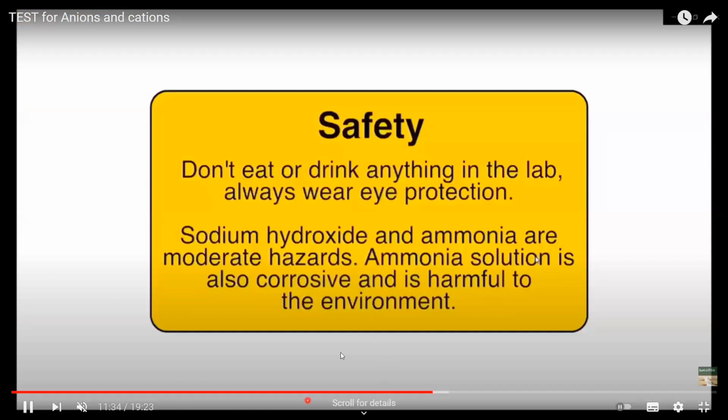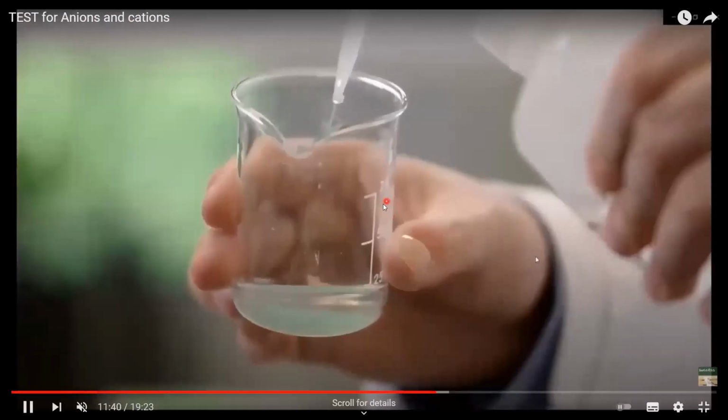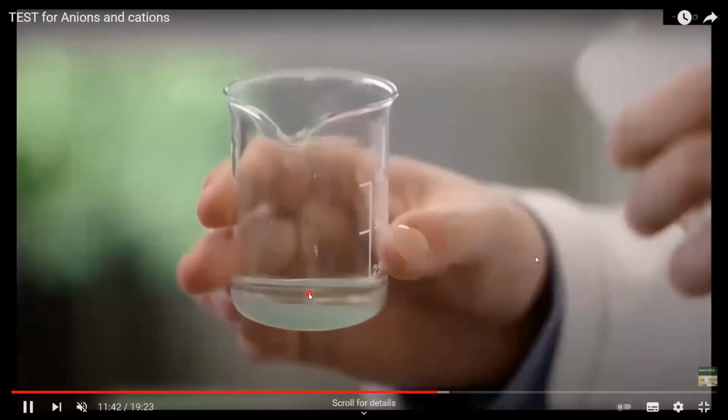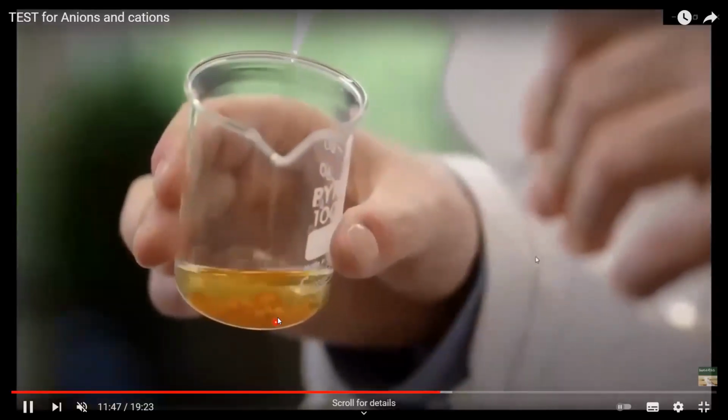These are the safety precautions related to the lab, as sodium hydroxide and aqueous ammonia are used. First we have a salt solution, and to the salt solution we add sodium hydroxide or aqueous ammonia.